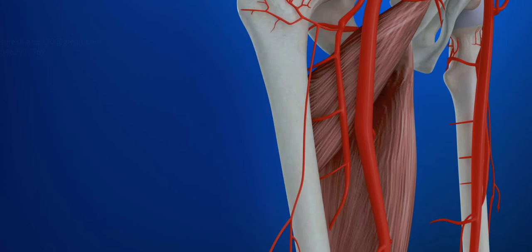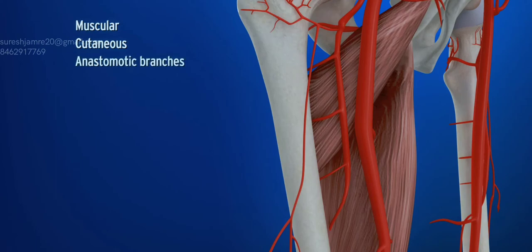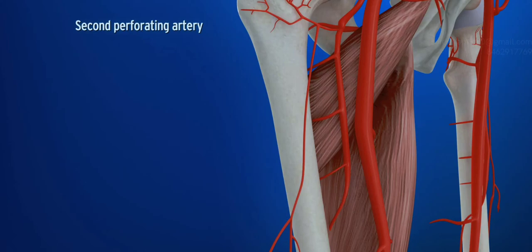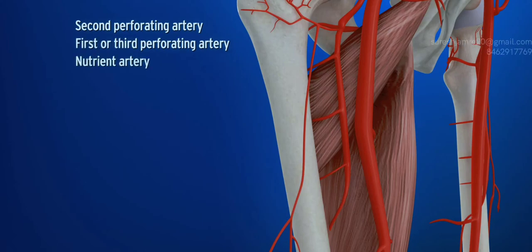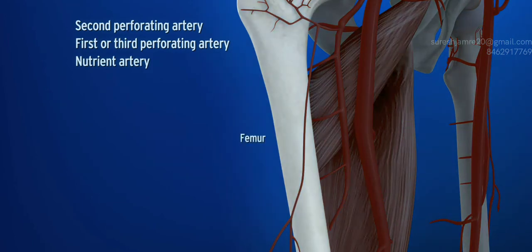The perforating arteries give off muscular, cutaneous, and anastomotic branches. The second perforating artery, sometimes the first or third, gives off the nutrient artery to the femur.